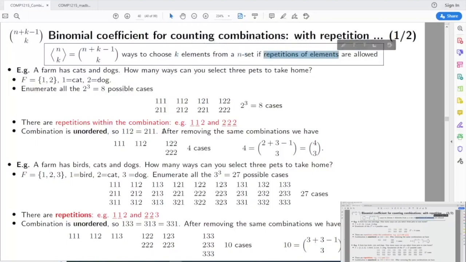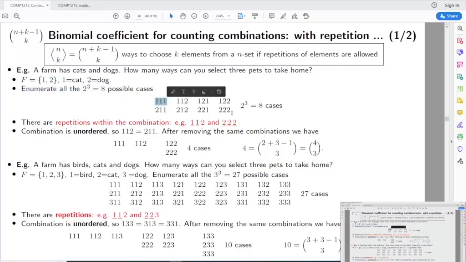So, let's look at this example. You are a farmer. Your farm only has cats and dogs. Somebody wants to pick 3 pets, take 3 pets from your farm. How many ways are possible? So, you have a farm, F, that only has 1 and 2. 1 is cat, 2 is dog. So, this is all the possible ways with 3 pets.